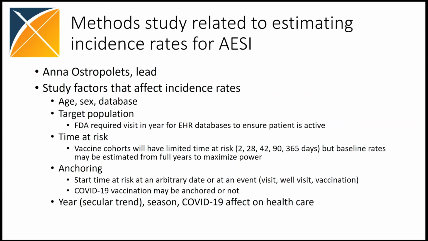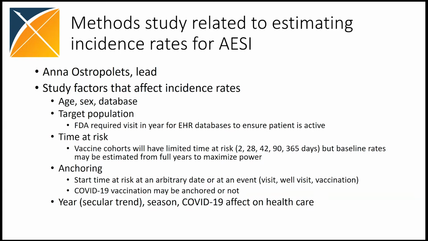Second study is the methods analysis I mentioned, which is Anna Ostropolets from Columbia, looking at study factors and how they affect incidence rates. So first is how the population affects it, exemplified in age, sex, and database, which we mentioned a moment ago. Next one is the target population. In an early draft, the FDA was looking at EHR databases and considered forcing at least 1 visit in a year to ensure that an EHR database really had that person present, as opposed to someone who's named in the EHR database, maybe been seen 10 years ago, but they're not really present currently.